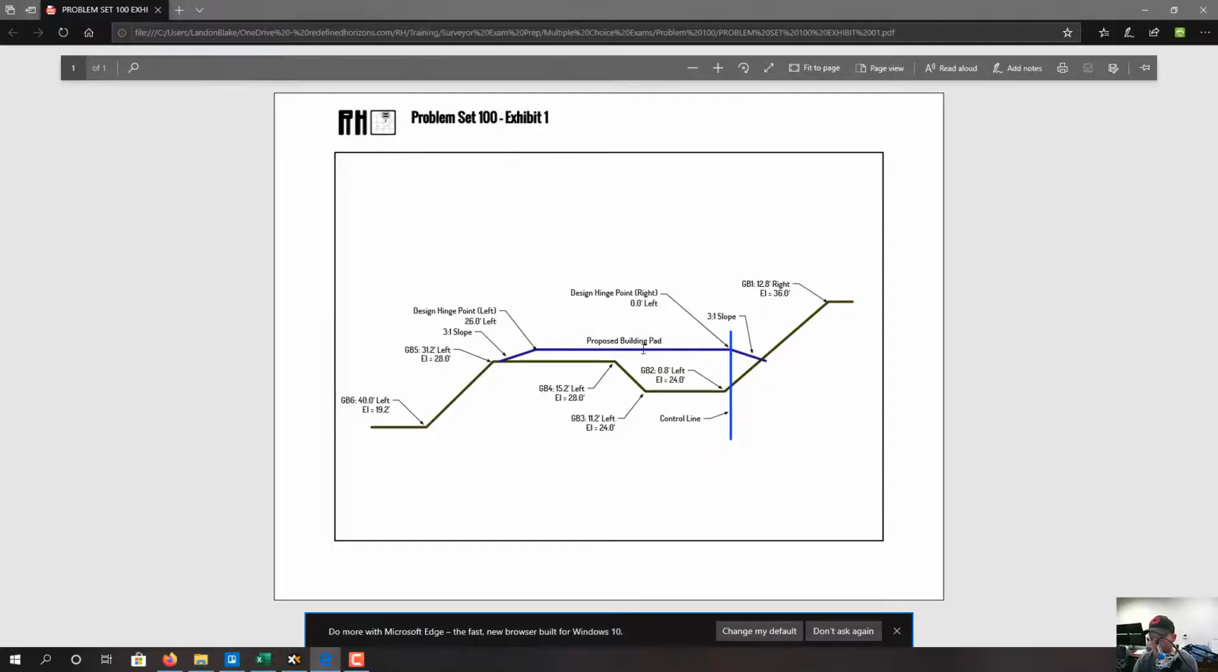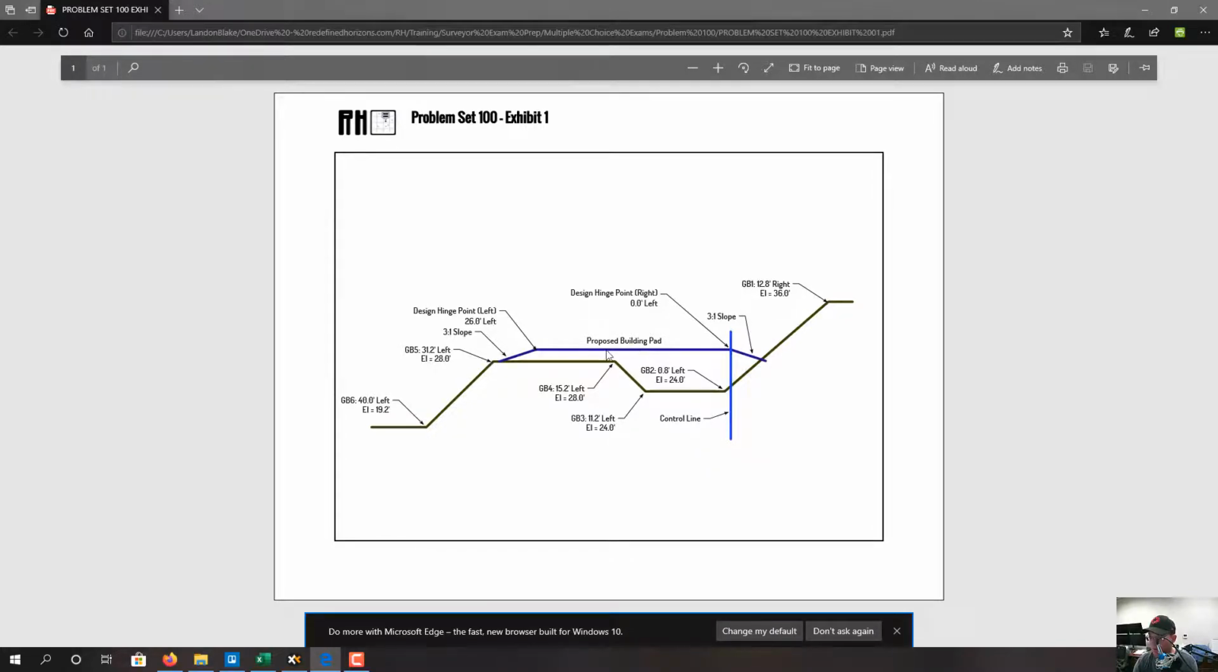We've got the proposed building pad, which we're saying is at 29.4 feet. We've got the left side catch point of the proposed pad, which is right here. And we've got the existing hinge point on the left side, which is here. What we want to know is how far back is this catch point from this existing hinge point. Okay, and here's how you figure that out.